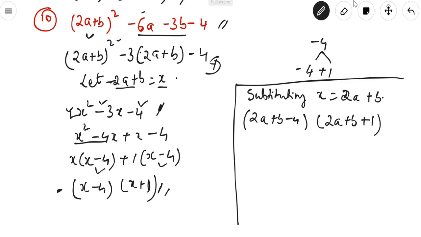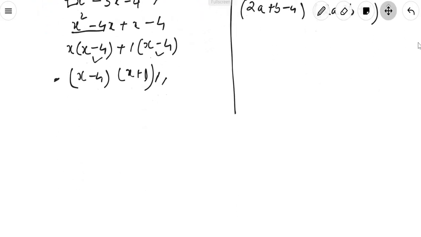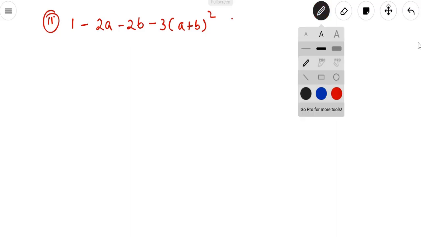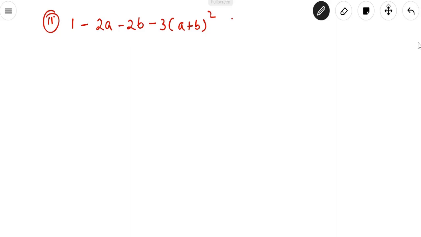Fine. I hope you have understood this problem. We'll solve the next problem, that is problem number 11. If you observe this problem, it is like your last problem only. If you observe this properly, this term I can put in this form. So I'll rewrite the equation. This becomes 1 minus, if I take 2 outside, minus also outside, what is left here is a plus b. So minus 3 into a plus b whole square.